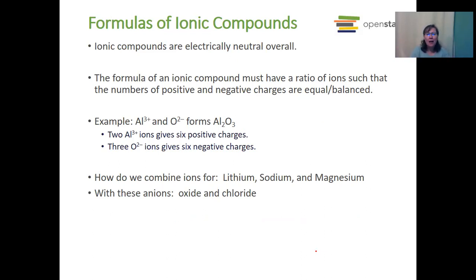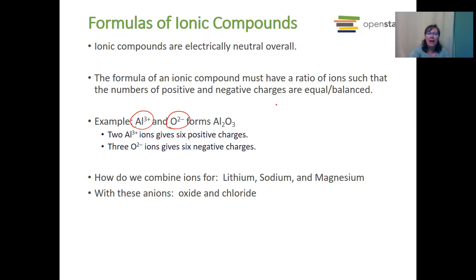Okay, so ionic compounds are overall neutral. The formula of an ionic compound must have a ratio of ions such that the number of positive and negative charges are balanced. Okay, so what does this look like? Well, for example, if we take Al3+ and O2-, it forms Al2O3. So where do we get that? Well, there's two different ways of doing it.